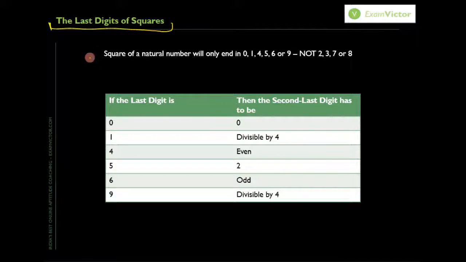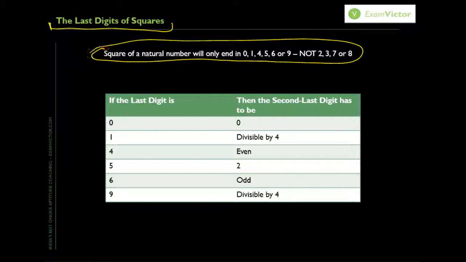Okay, so on the previous page we saw that the square of a natural number will only end in these, right? 0, 1, 4, 5, 6, 9. Turns out that depending on what the last digit is, you can even imply the second last digit. Okay, let's take it one by one. So if the last digit is 0, then actually the second last digit also compulsorily has to be 0. If the last digit is 1, then the second last digit has to be divisible by 4.